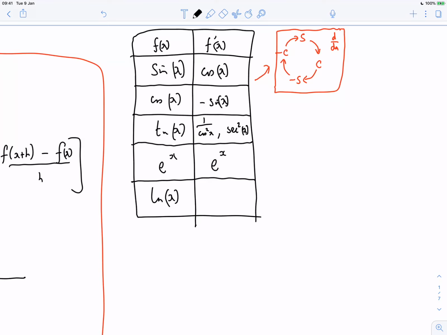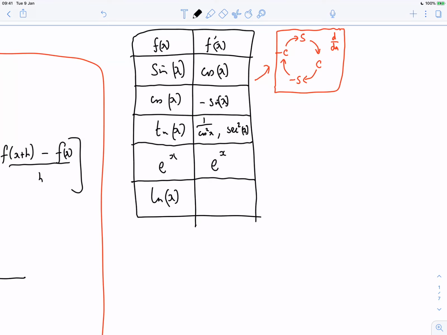Okay, and if you think back to a previous video I made, I said the e to the x function is very special, i.e. the y value is also the value of the tangent, the gradient of the tangent at that point, and it's also the value of the area under the graph from negative infinity up to that point. So this shouldn't be a surprise.